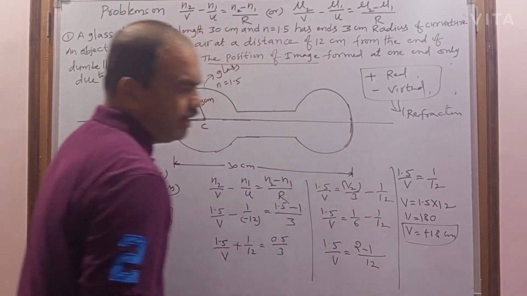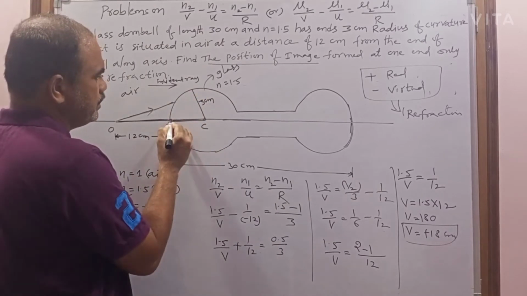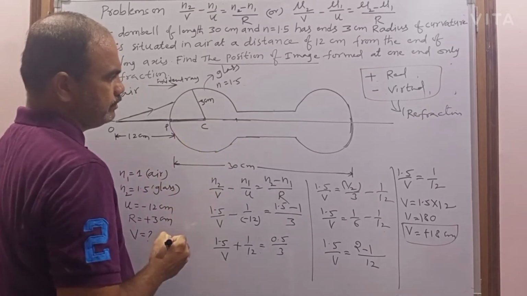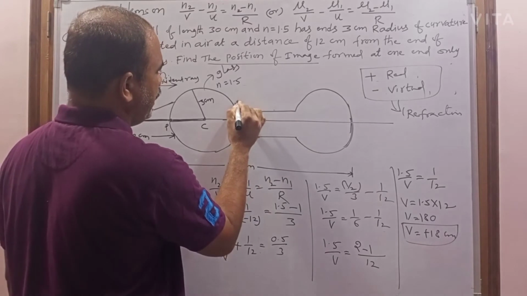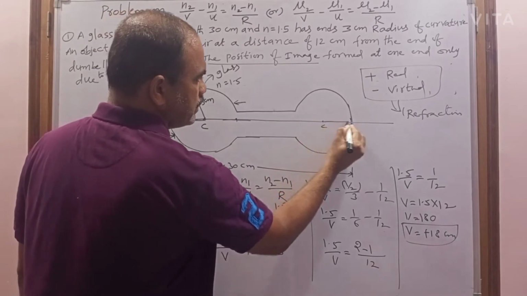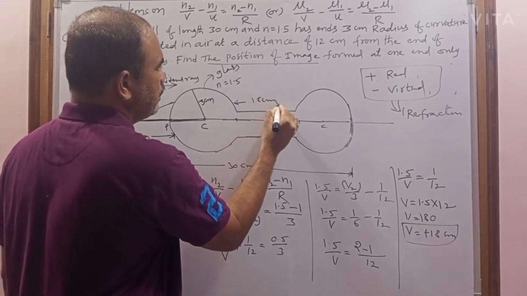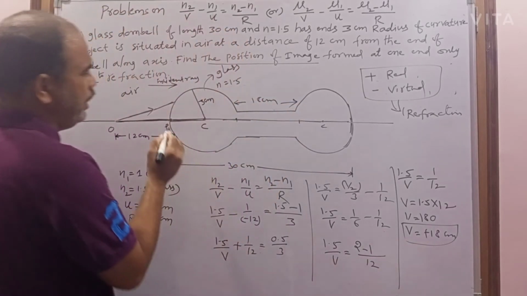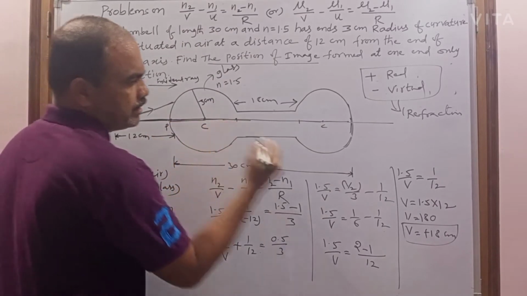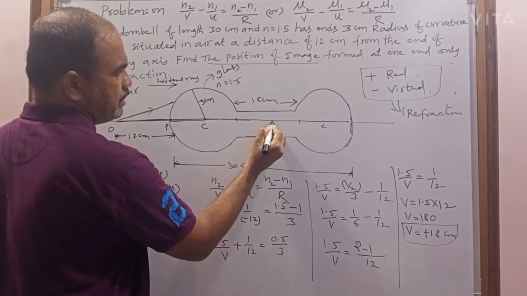Where is it formed? 18 centimeter from where? From the pole of the mirror, the pole of this curved surface. So from here to here, how much? 3, and here 3. So 3 plus 3, 6. Up to here 6 and up to here 6. Then what is the remaining? Total 30 centimeter. So 6 plus 6, 12. Remaining is 18. But now where is the 18 formed? From the pole of the mirror. So here to here 3, 3 plus 3, 6. 6 plus how much is added? 12. Now consider this is 12, and now imagine the image is formed here.